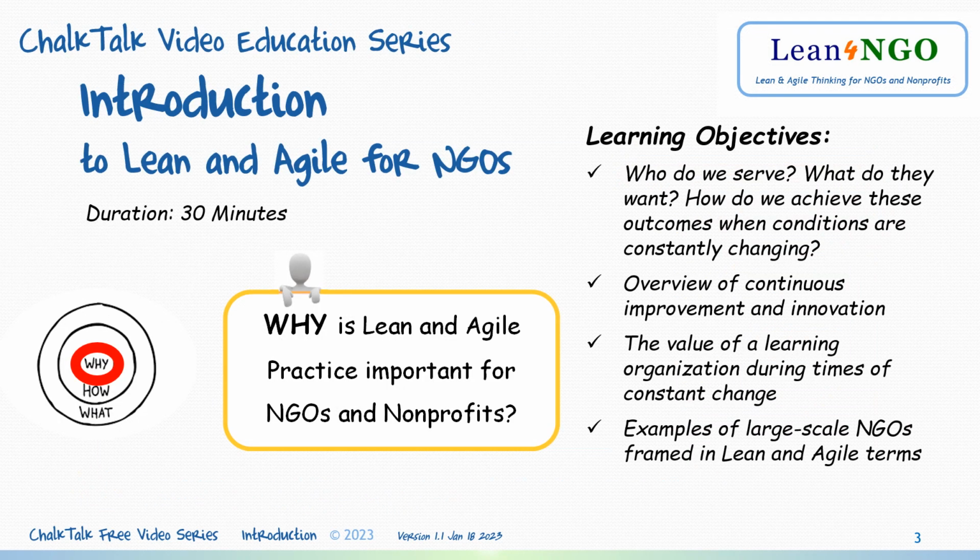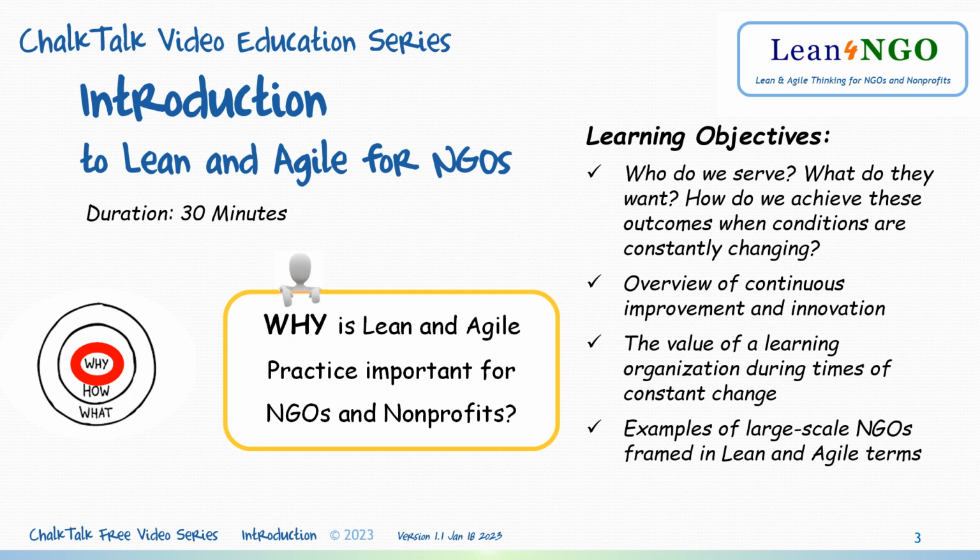Here are the learning objectives for this introductory session, which I'll frame in the classic Lean thinking question: what is the problem we're trying to solve, and why is it important? I'll begin with a little background, then we'll explore in Lean and Agile terms who NGOs serve and what they want and need. I'll then share a brief overview of the continuous improvement and innovation journey, which we'll explore more deeply in the fundamentals sessions coming later.